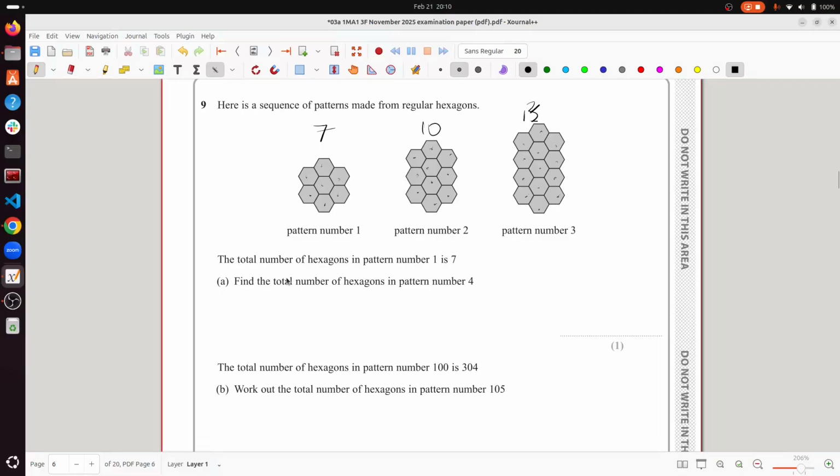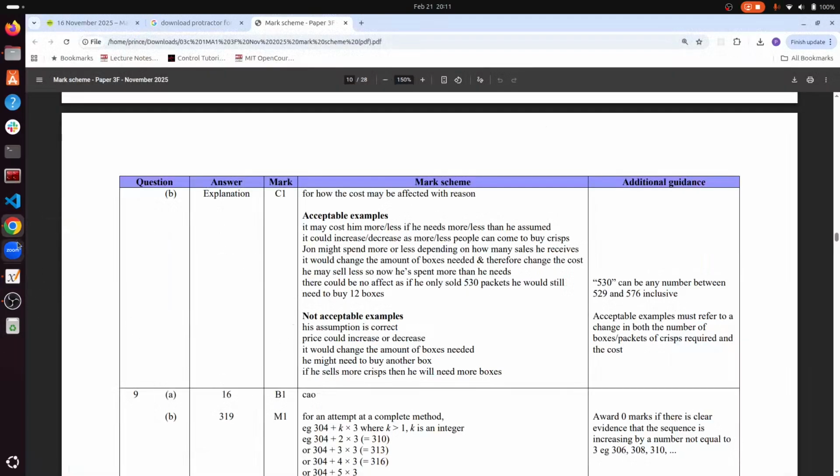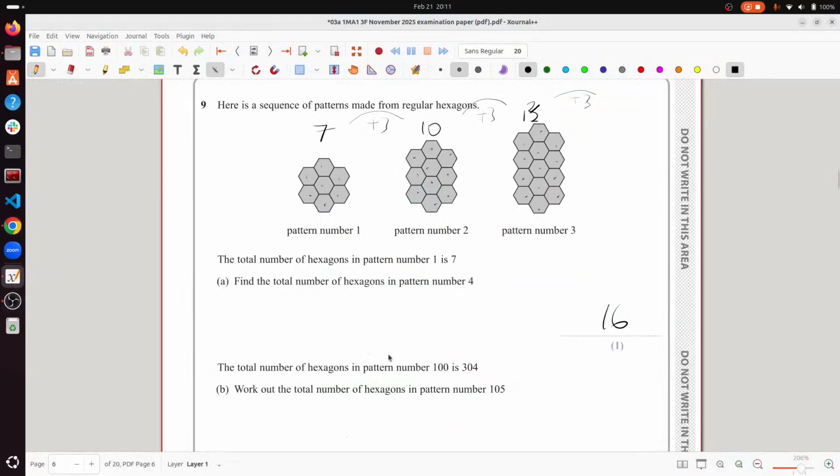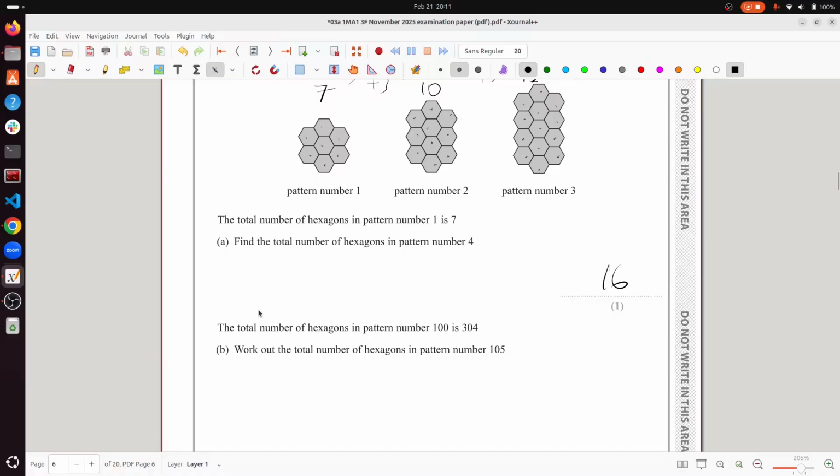The first question says find the total number of hexagons in pattern number 4. So we can see we added 3 here, plus 3, plus 3, plus 3. So our common difference is plus 3. So that means we should have 16 there. That's correct. And the total number of hexagons in pattern number 100 is 304.